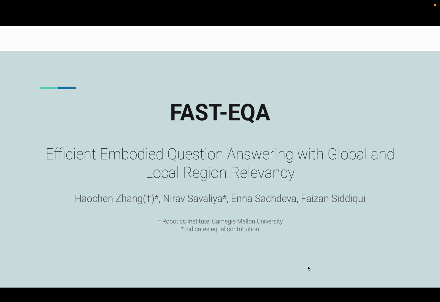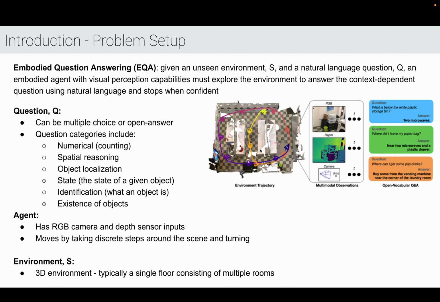Today I'm here to present FAST-EQA, Efficient Embodied Question Answering with Global and Local Region Relevancy. First, to introduce the problem of EQA, given an unseen environment S and a natural language question Q, an embodied agent with visual perception capabilities must explore the environment to answer the context-dependent question using natural language and then stop when confident. This is also known as active EQA.